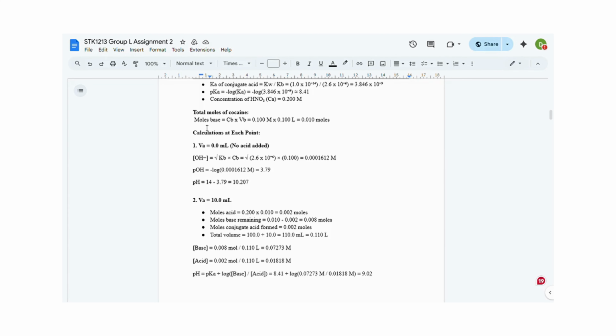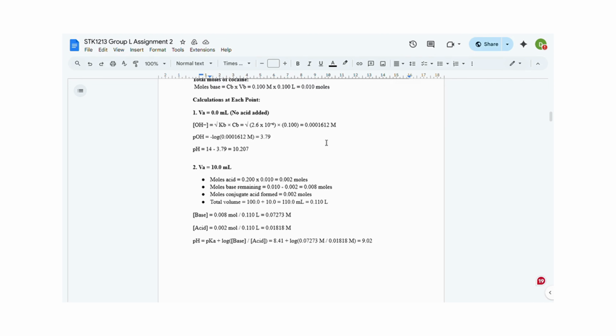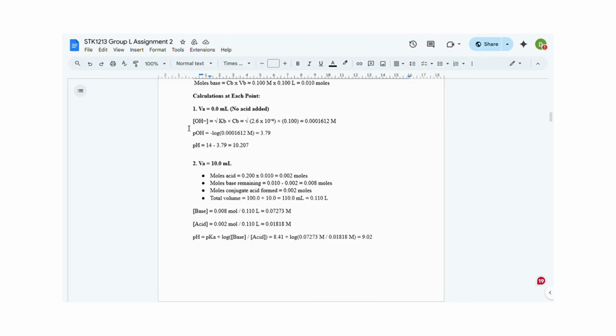And then the mole of base is 0.01 moles. So how to calculate? Okay, we need to calculate all of the volumes given. So we have 12 volumes we need to do. So how to do it?